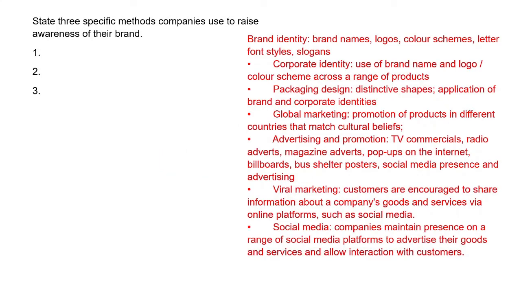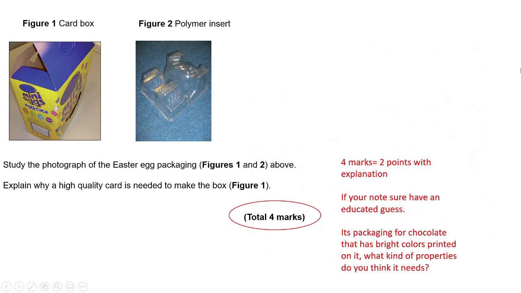So what you'll have is corporate identity, so things like names, brand names, logos, that type of thing. Packaging design, global marketing, advertising and promotion. That's why you can only say advertising once, so like TV, commercials, that type of thing. Viral marketing, social media. So any of those 3 would have been fine.